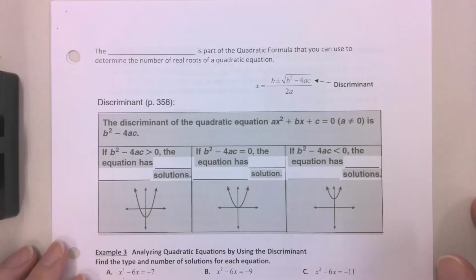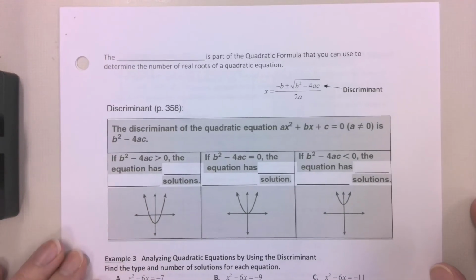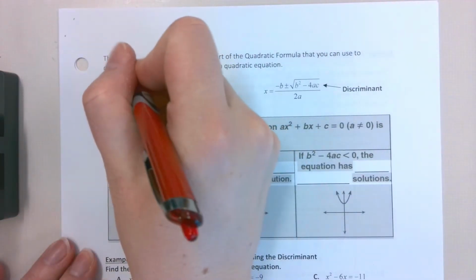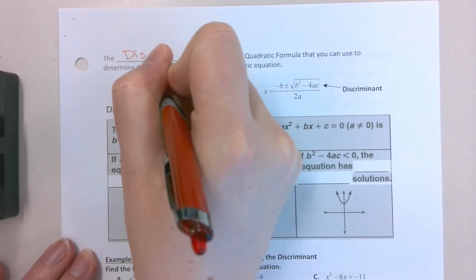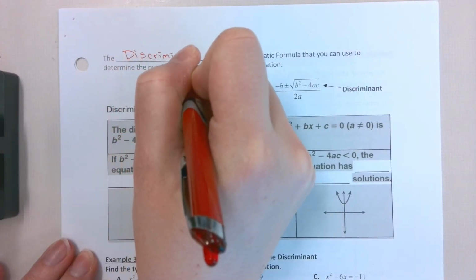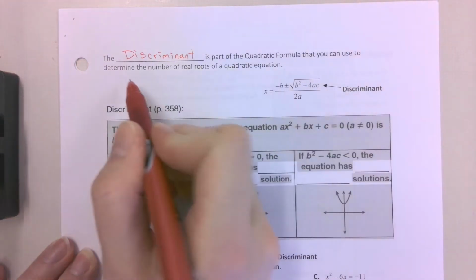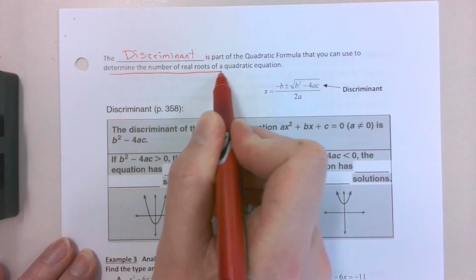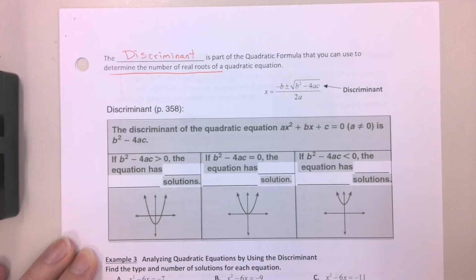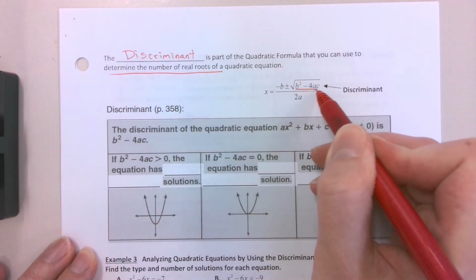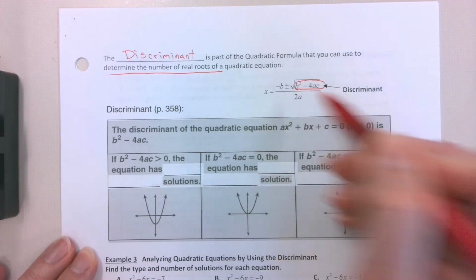All right, we are starting the second half of 5-6, and today we are focusing on the discriminant. So, as we fill in our notes here, we have the word discriminant. The discriminant is part of the quadratic formula that you use to determine the number of real roots to a quadratic. So the discriminant is not actually going to tell us the answer. It is going to tell us how many answers we have and what type they are. If you look, the discriminant is the number right underneath the square root sign.